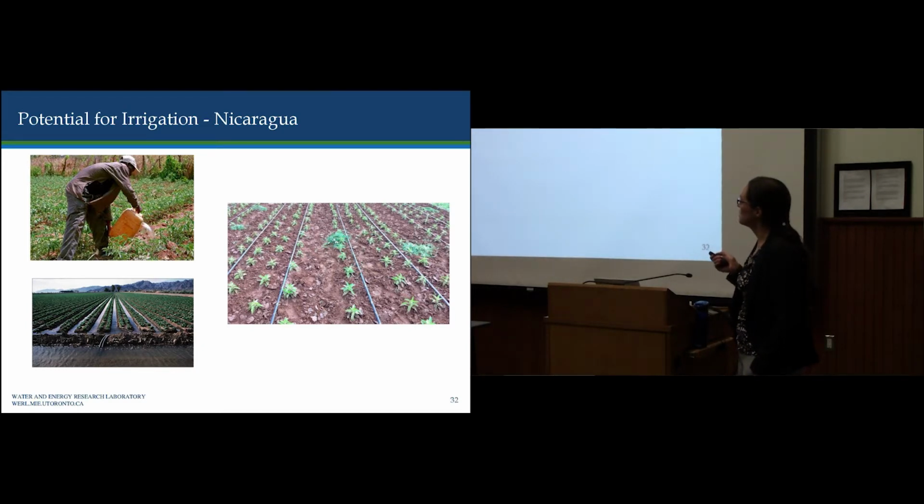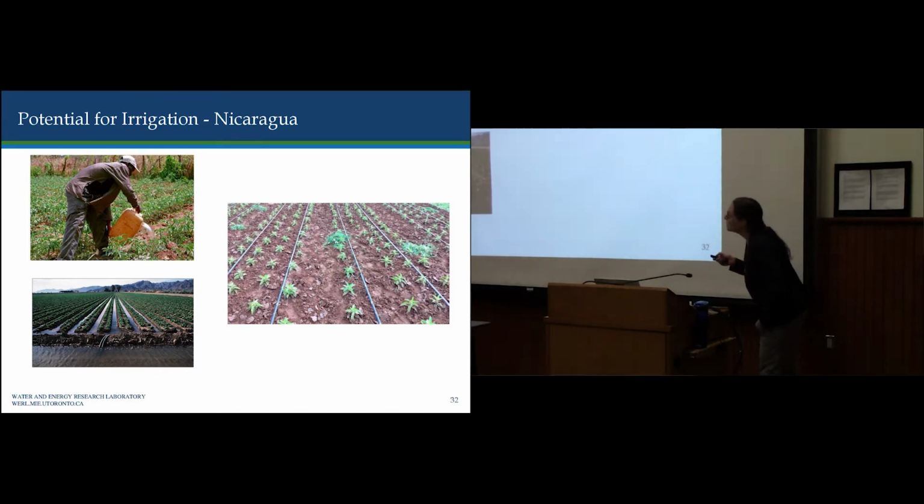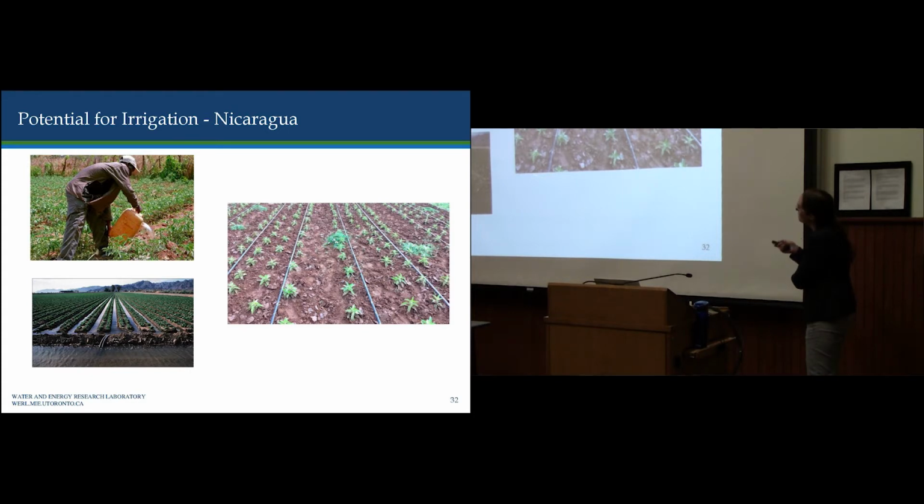Either they will be pouring the water on the plants. This isn't a picture from Nicaragua, but this is one of the main methods they'll be using. They actually will pump water into these trenches and flood different areas of the land. But this is not very water efficient. There's going to be a huge amount of water that's lost. So it's much better if we're able to do something like this.